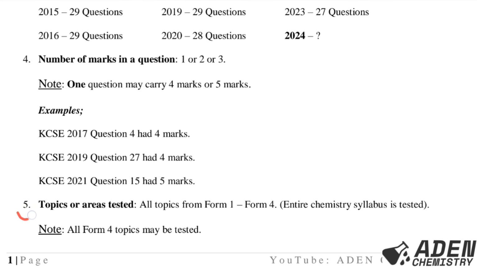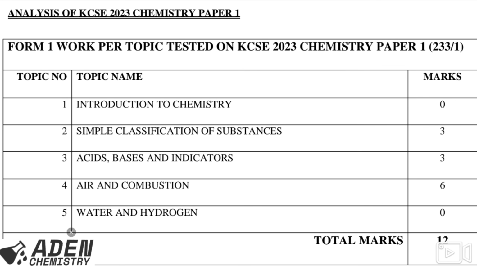So next, number 5, let's see the topics or the areas tested in chemistry paper 1. We're saying all topics from Form 1 to Form 4 may be tested, and in bracket, we're saying the entire chemistry syllabus is tested. So here we're having a note. We're saying all Form 4 topics may be tested. So here what we're saying is the percentage of all the topics of Form 4 to be tested is 99.5%.